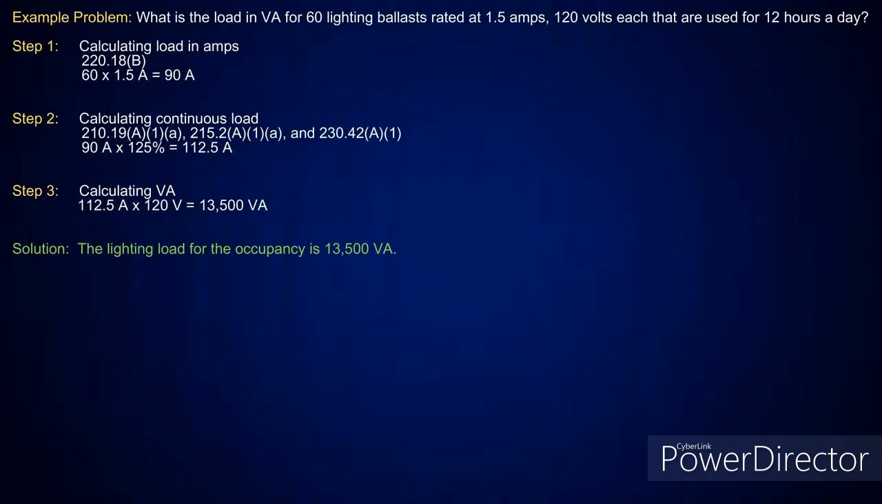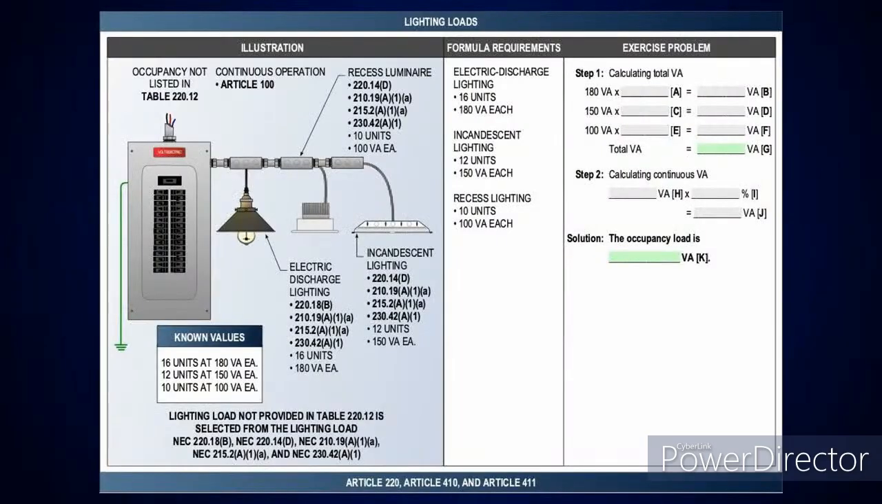So I'm going to take those 60 units at 1.5 amps, gives me 90 amps. Then I'm going to take it, because it's a continuous use duty here, at 125%. That'll give me 112.5 amps. It's 120 volt circuits. Multiply it by that, and it'll tell you the lighting load for the occupancy is 13,500 VA. Okay? We're showing you different ways to calculate this. So we've given you 3 different ways so far to look at applying this calculation.